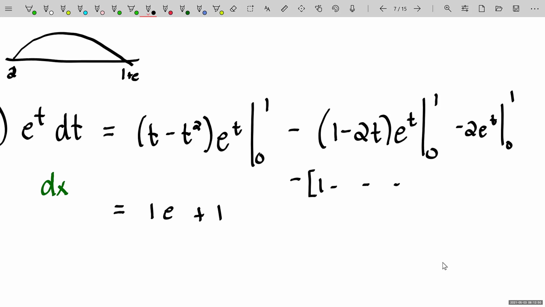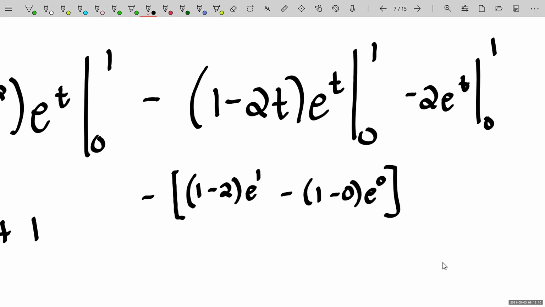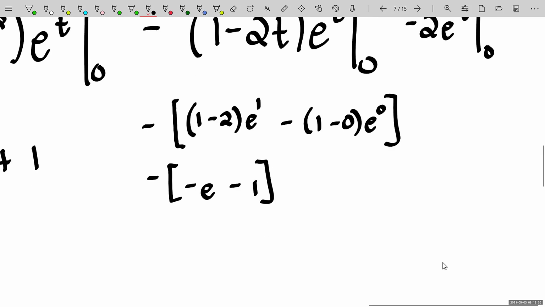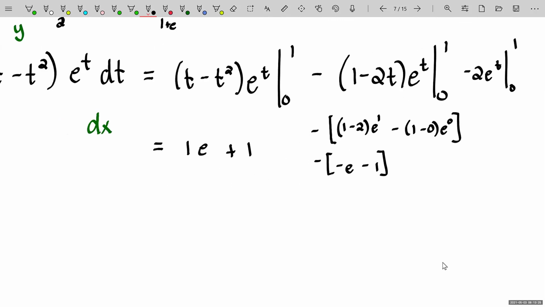That's a minus. I shouldn't rush through this one, actually. Let's see. Do it this way. 1 minus 2, e to the first, and then minus 1 minus 0, e to the 0th. That'll be a negative e, minus 1. That's a 1 plus e. Oh, I did have it right. Good for me. Yay. Good for me.